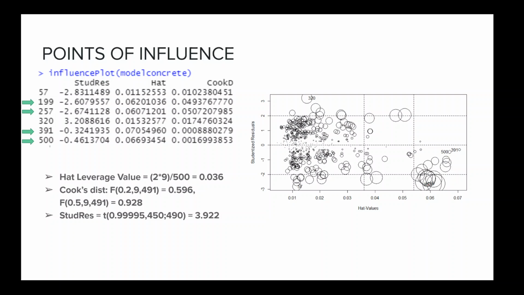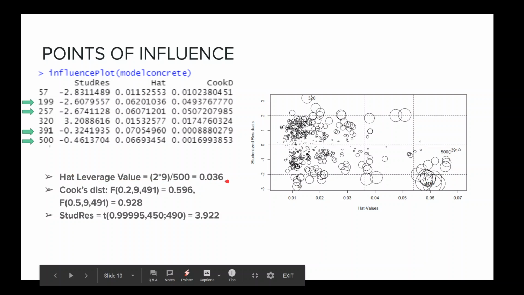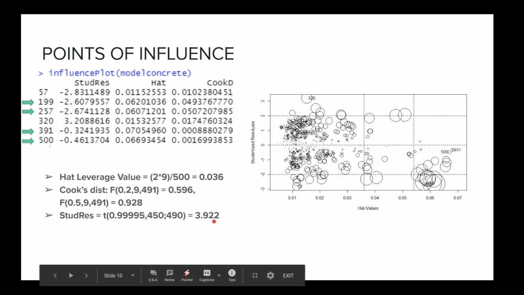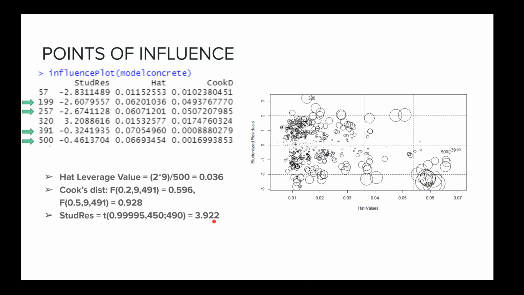Now let's take a look at our data set's influential points. I have calculated the hat leverage value to be 0.036, Cook's distance value to be 0.928, and the studentized deleted residuals value to be 3.922. I've calculated these three values in order to compare with the influence plot to see whether any of the data points can be called influential data points.